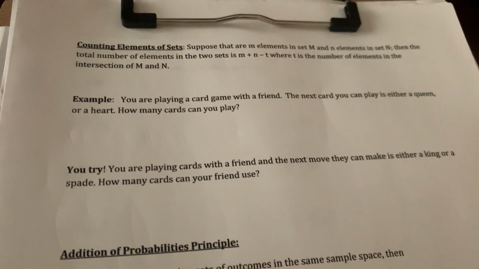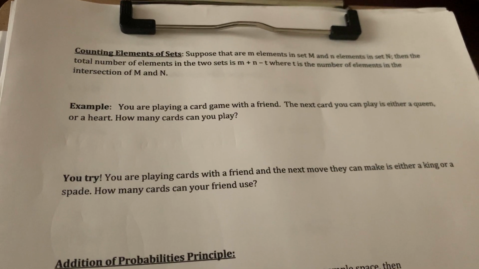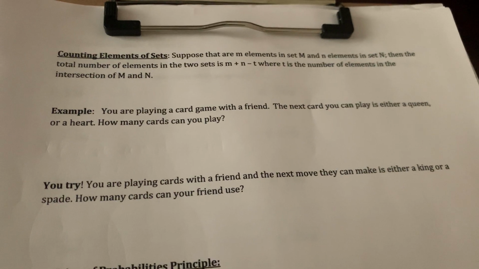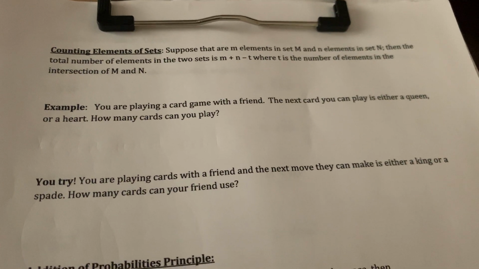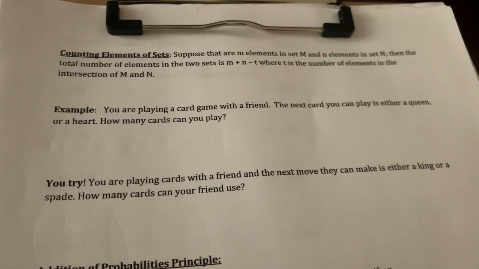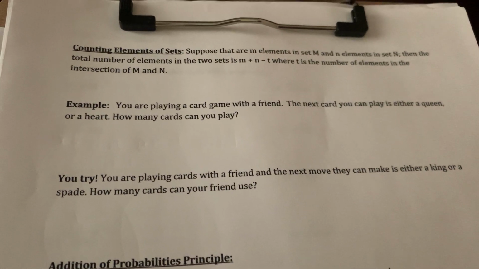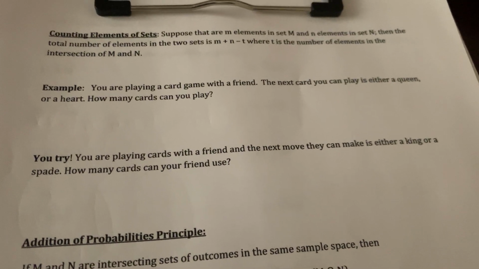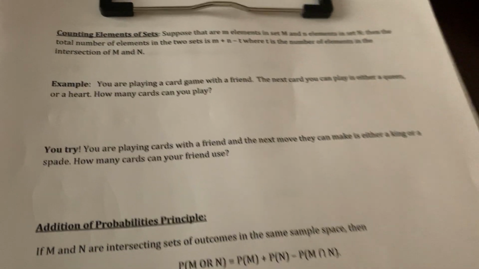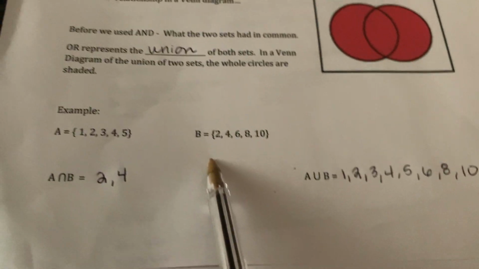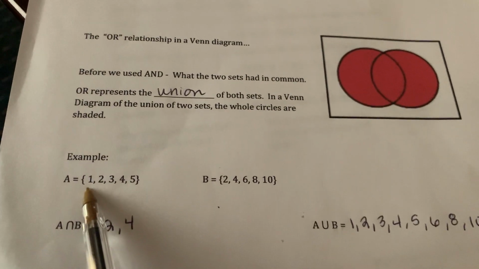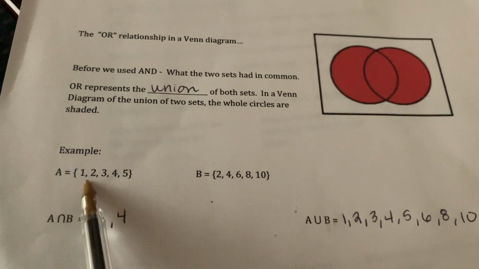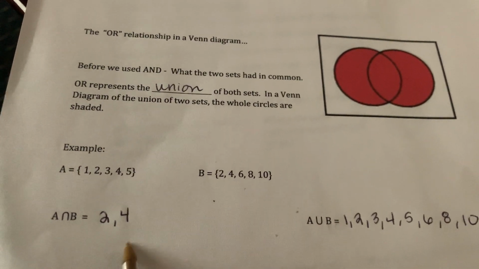So now we're applying it to probability. It says counting elements of sets. Suppose you have m elements in a set M and n elements in a set N. The total number of elements of the two sets is m plus n minus t, where t is the number of elements in their intersection, saying you don't count their intersection twice. So for example, if we had here, you wouldn't count 2 twice, you just count it once, okay?